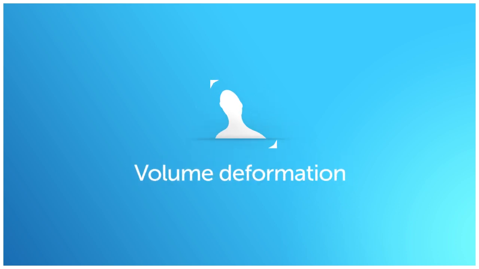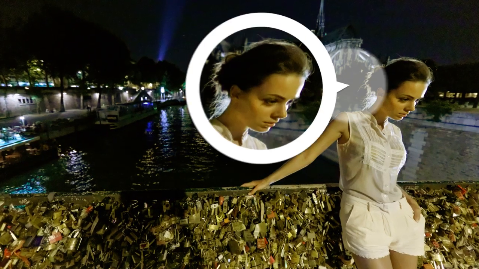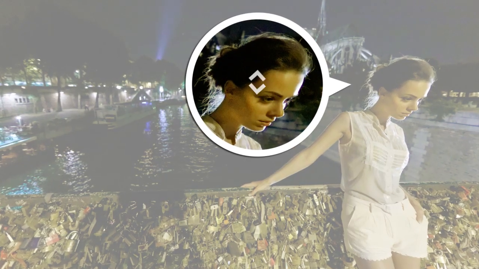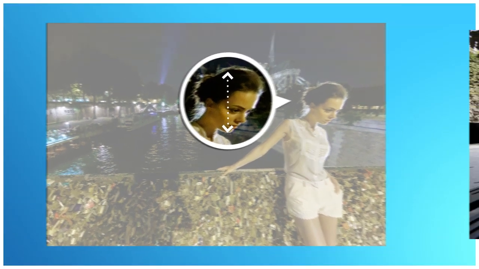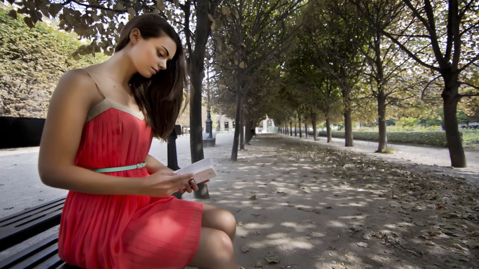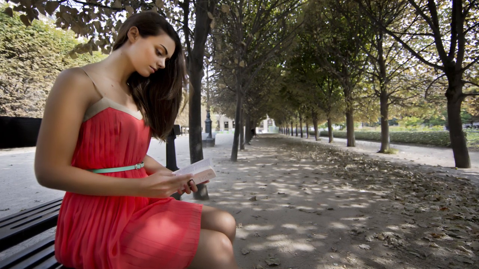Have you ever noticed on some photos taken with a wide-angle lens how the shapes of subjects tend to be distorted? Particularly along the edges of the image, bodies appear bloated and faces are stretched out. This phenomenon is known as volume deformation.